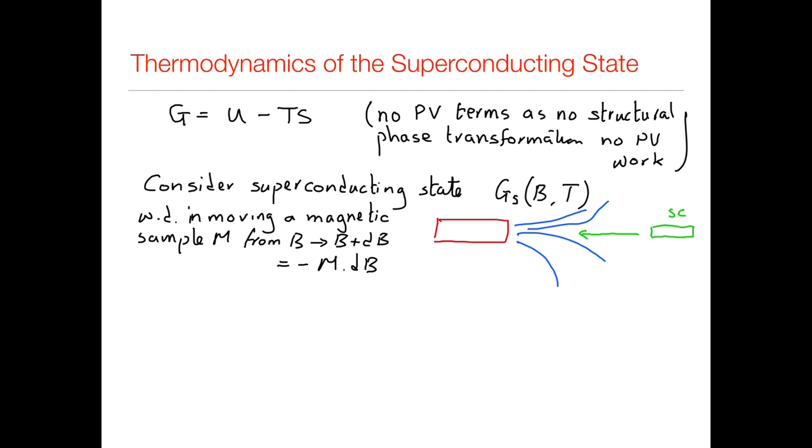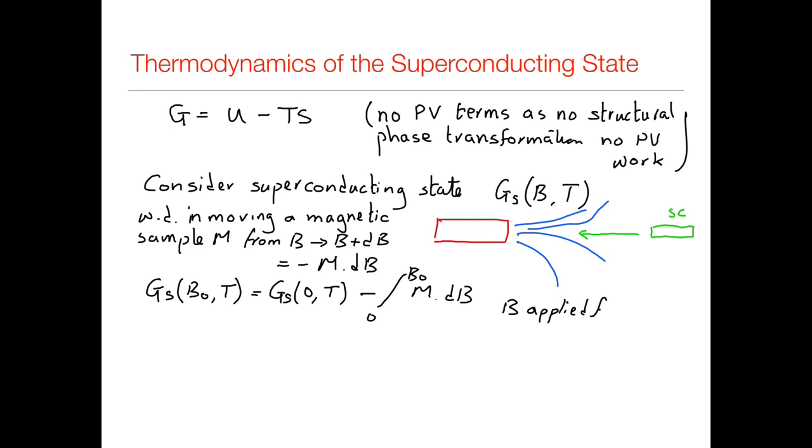So if I want GS at, say, B0 and T, that would be the Gibbs energy at zero field and the same temperature, minus the integral from 0 to the field I'm interested in of M dotted with dB. Just to be clear, the B here is the applied external field. Now the material is not paramagnetic, it shows the Meissner effect.